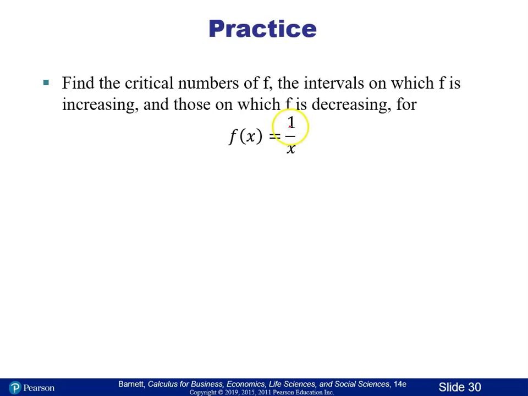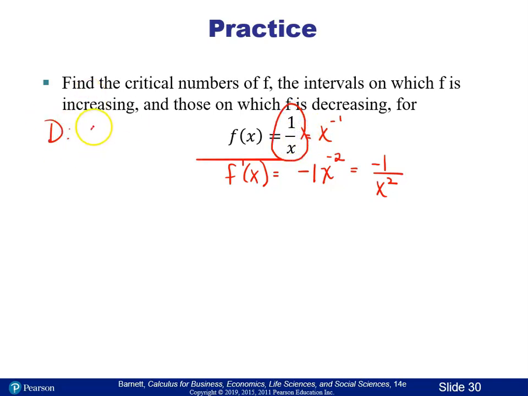Okay, here's a good one to practice with. I would first rewrite this as x to the negative 1. So my derivative then is going to be negative 1x to the negative 2, or negative 1 over x squared. If we think about the domain of this function, the value that x cannot be is 0. But x equals 0 is also the value that makes that first derivative undefined. So that is going to be one of our critical numbers.